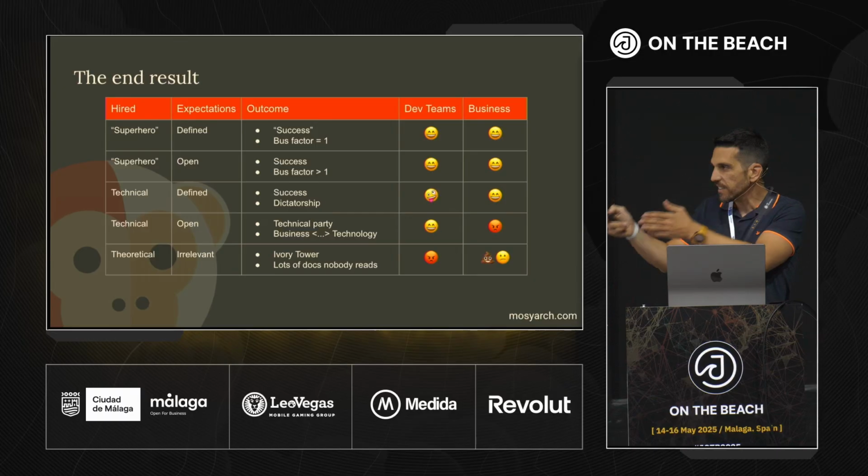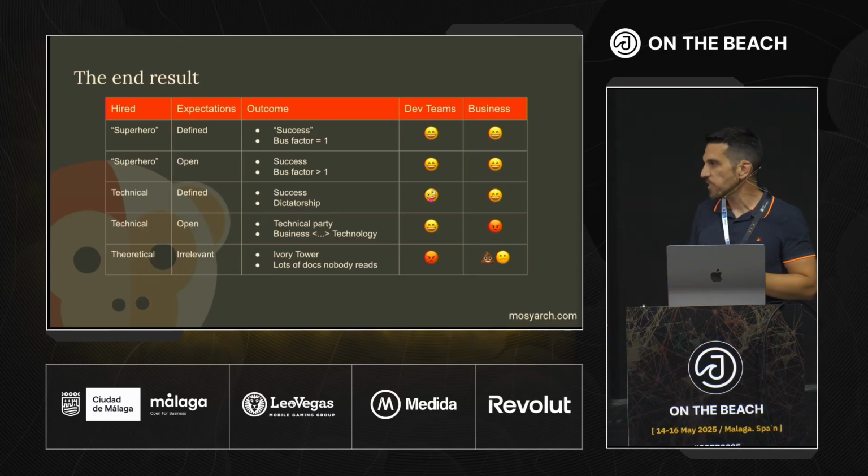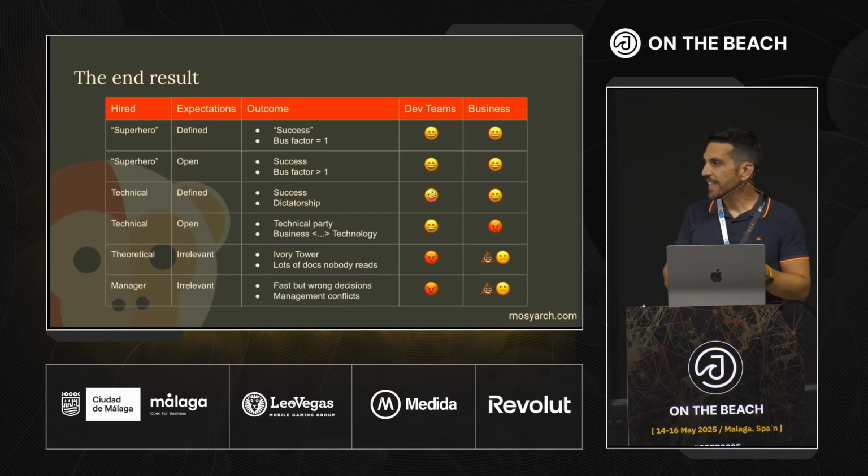You could take that plan and take it to every organization, because it's so abstract and so based on books that it could work everywhere. And then you have the last one, which is that you hire a manager profile. This one is a bit funny because in the job offer, you were actually asking for leadership skills, management and hiring plans. So you attract this person, and expectations are again irrelevant.